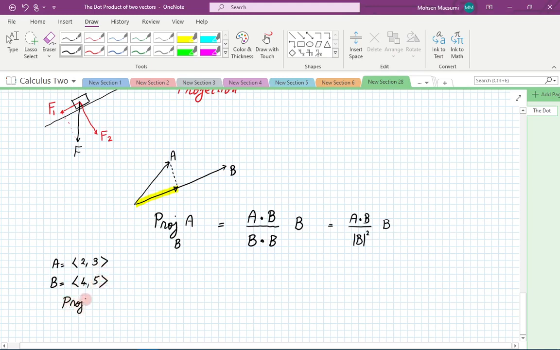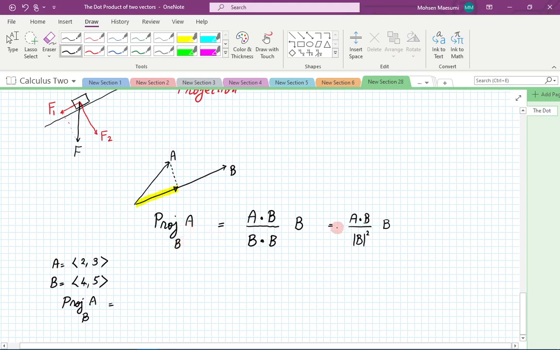Projection of A over B. You don't want to get confused as to who's here and who's there. If you exchange the places, it's an entirely different story, as if you're taking the projection of the ramp on the direction of the force itself, which in physics wouldn't make any sense. But in mathematics, these A and B are just two vectors. You have to be careful which way projection goes.